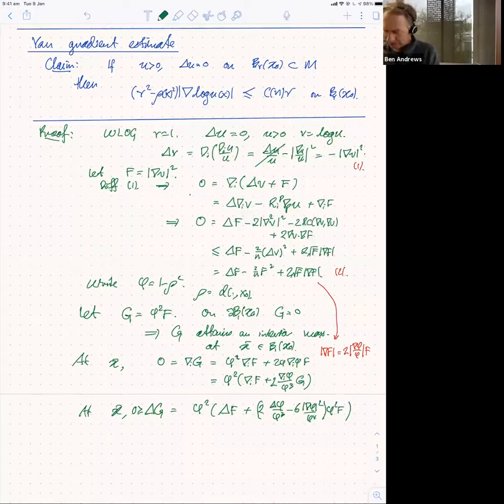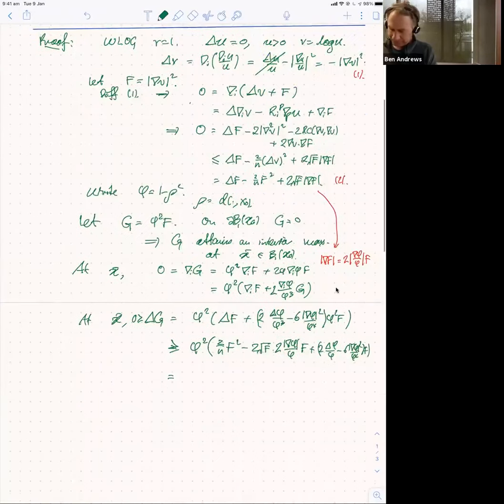Okay, all right, so now I'm going to use the equation 2 that I derived up here to plug into there. So I get, this is going to be greater than or equal to phi squared, and Laplace f is greater than or equal to 2 over n f squared minus 2 root f gradient f. And there I'm going to plug in for gradient f this expression from here, which is 2 gradient phi over phi times f. Okay, and then I still have these other terms. So 2 Laplace phi over phi minus 6 gradient phi squared on phi squared f.